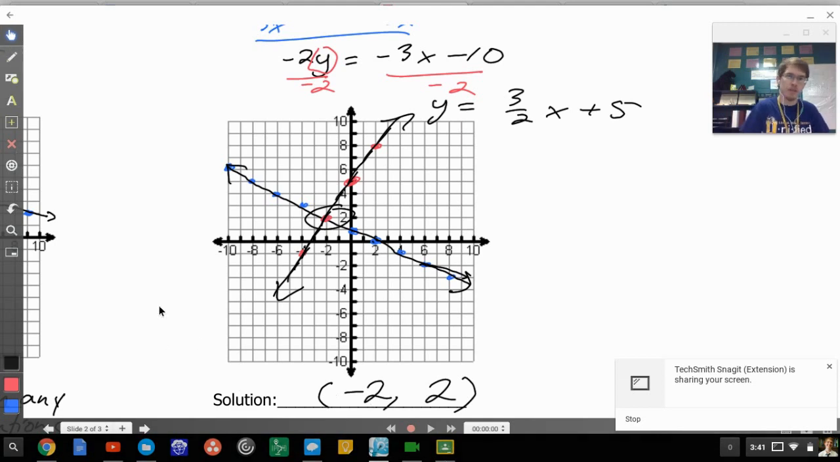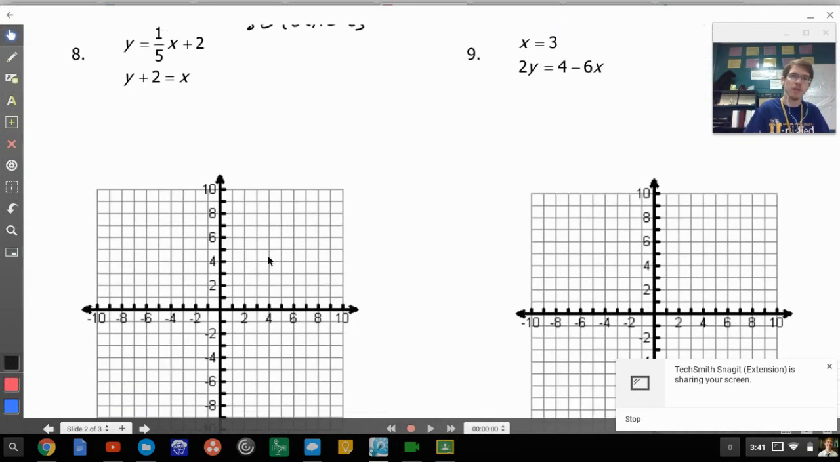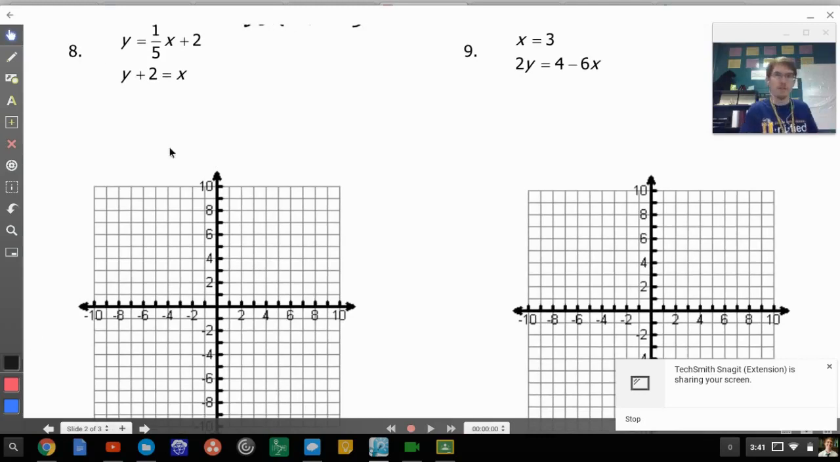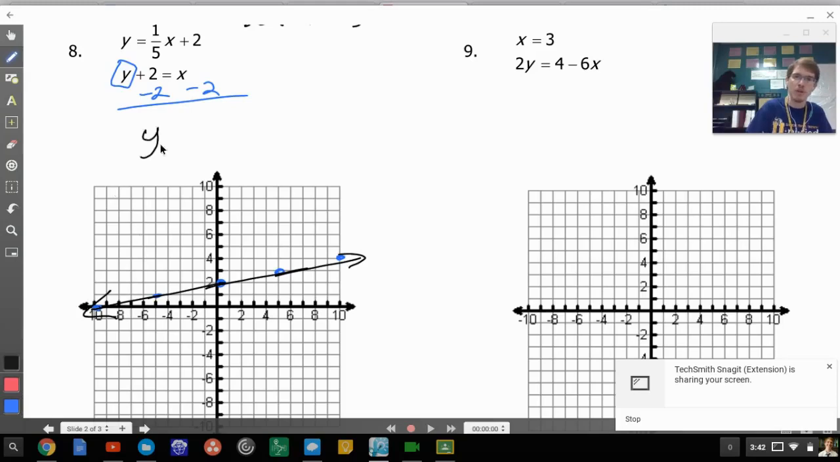All right, moving on to the next one, number 8. First one, y is already by itself, so I'm going to go ahead and graph that first one. Start at 2, up 1/5. Okay, if you use your straight edge, perfect line there. Second, we need to get y by itself. So subtract 2 from both sides. So y equals x minus 2, or 1x minus 2 if you prefer. So it's 2, slope 1.